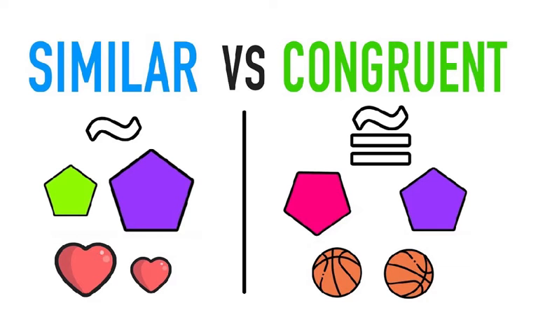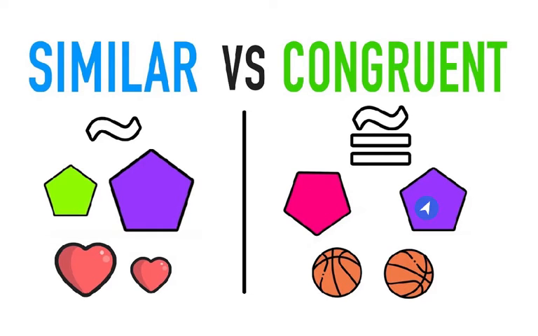Sounds very confusing, but what this really comes down to is the definitions of similar versus congruent. So this is the symbol for similar, and this is the symbol for congruent. And let's start with congruent first. Congruent, you probably already know, means same shape and same size. It basically means equal in geometry.